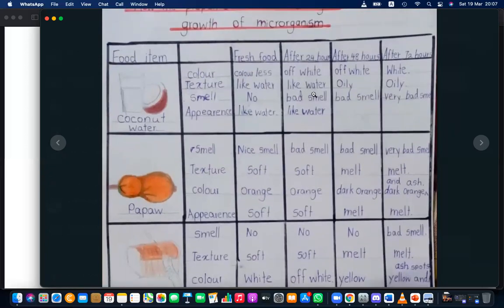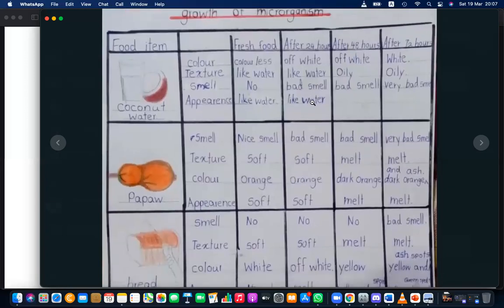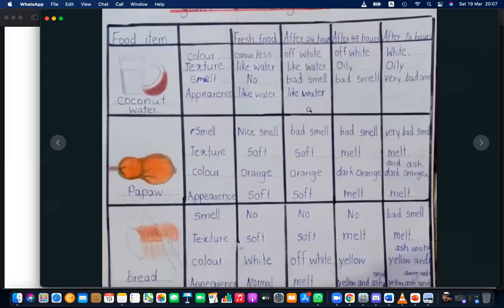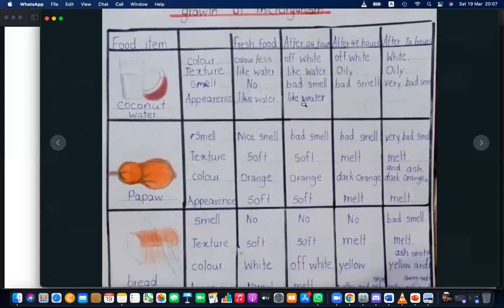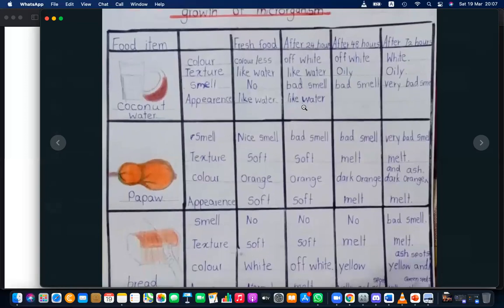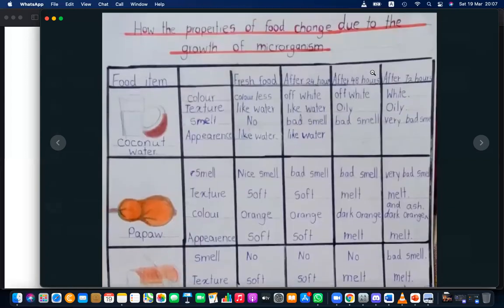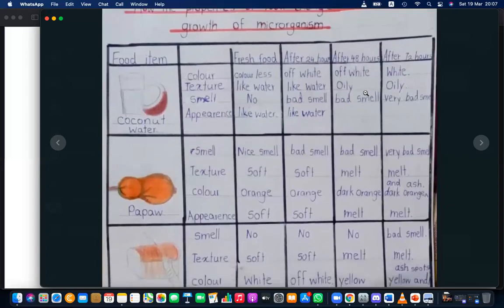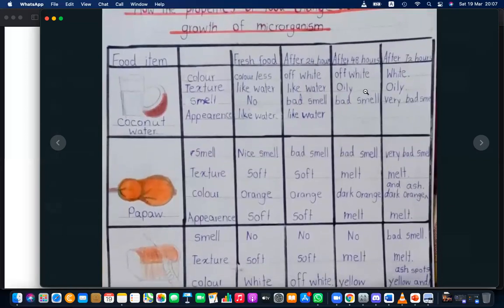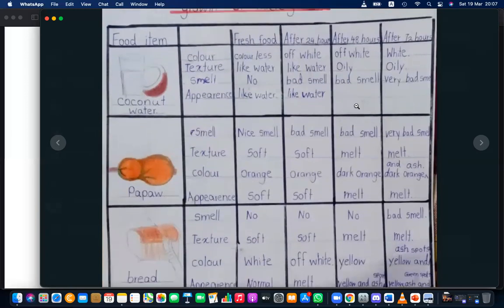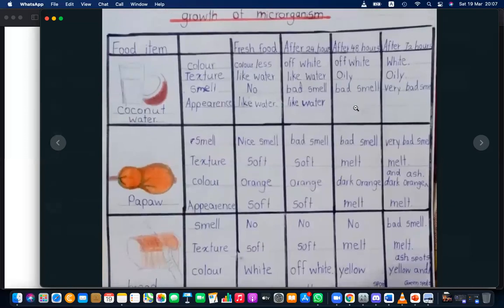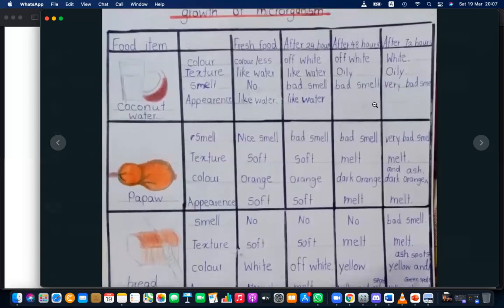The texture is still like water, not that thick, but it might generate some smell. The appearance looks like water, but it's not transparent anymore, it's semi-transparent now. After 48 hours, it's off-white and oily, like a soft smoothie kind of thing, generating some bad smell, and it's opaque, not transparent.